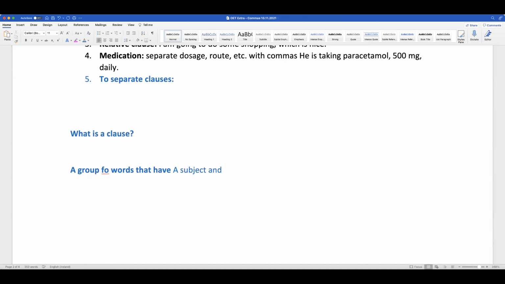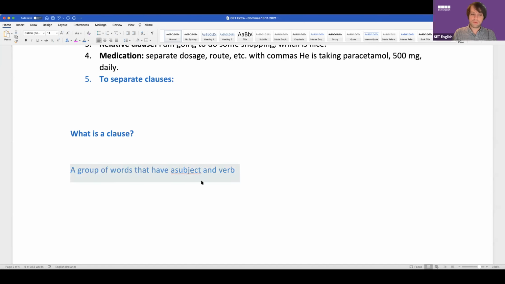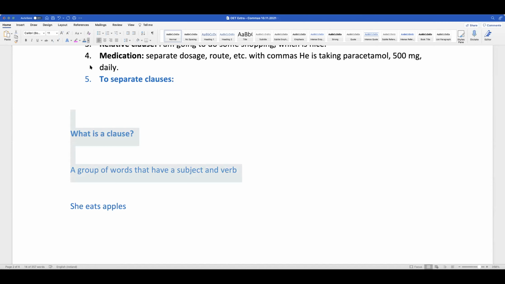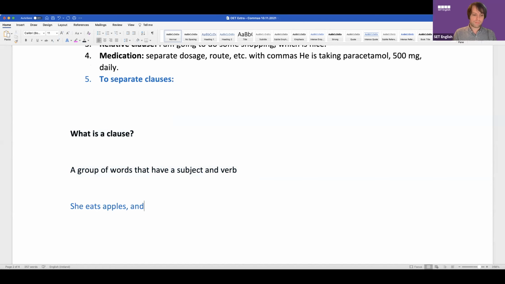A group of words that have a subject and verb. Okay? So this definition works for most examples, right? A subject and a verb. Let me give you an example, right? So what if I say, she eats apples? How many clauses do we have here, guys? One clause. So obviously one. What if I said she eats apples and he eats pears? Two clauses. Why is there two?